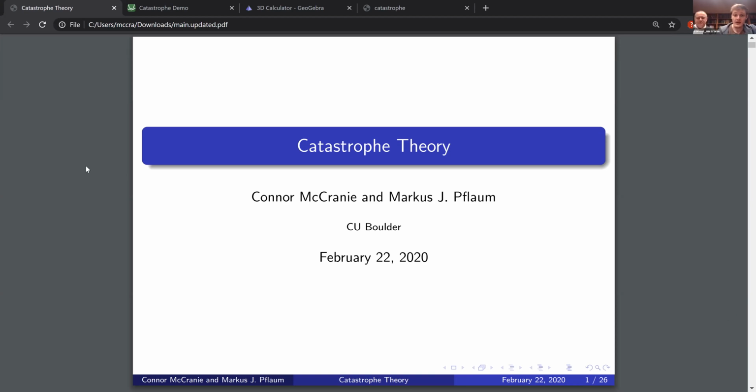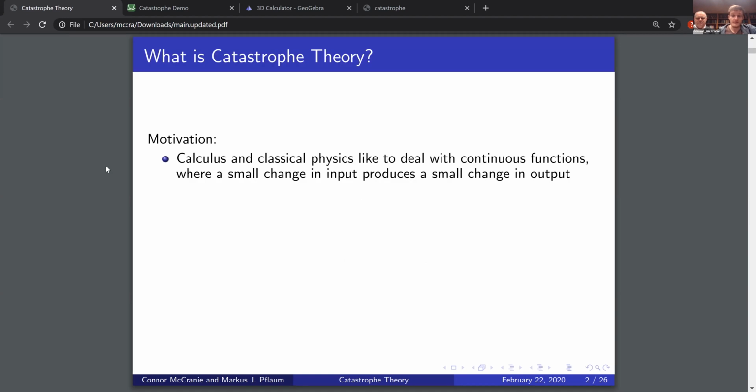All right, thanks, Henry. So catastrophe theory, what is that? For some motivation, in calculus, in a physics class, all over mathematics, really, we like to deal with continuous functions. So we want to assume that a small change in input will lead to a small change in output. Some examples where this works really well: speed of a car, motion of a planet, amplitude of a wave. Continuous functions are a good model for these kinds of things.